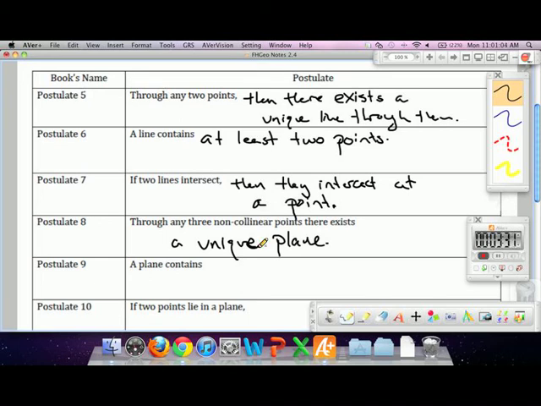So if we have 3 non-collinear points, then there's a plane. If we have a plane, then what do we know? Definitely 3 points. Then there exists at least 3 non-collinear points.